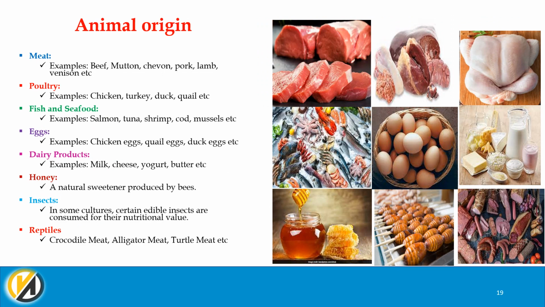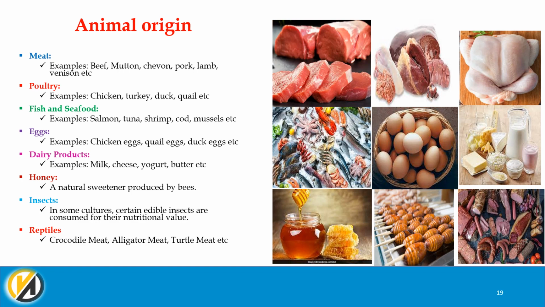The other form of source of food for human beings is animal origin. This includes meats that can come from beef, mutton, chicken, pork, lamb, and venison, etc. And the next one is poultry, which includes chicken, turkey, duck, and quail meats. Fish and seafood are also considered an animal origin source of food. This includes salmon, tuna, shrimp, cod, and the like. Eggs that come from chickens, quail eggs and duck eggs are also considered animal origin sources of food. Dairy products include milk, cheese, yogurt, and butter.